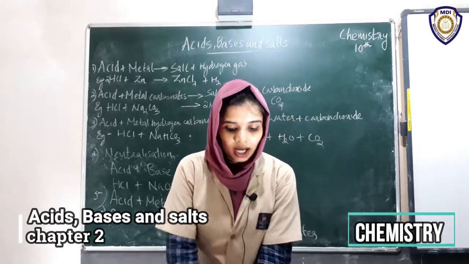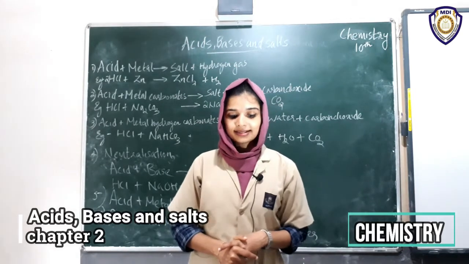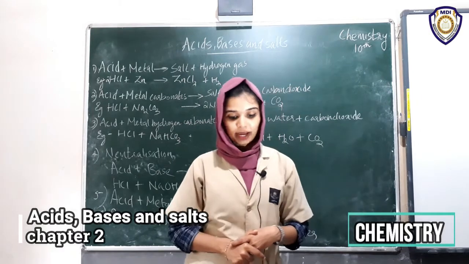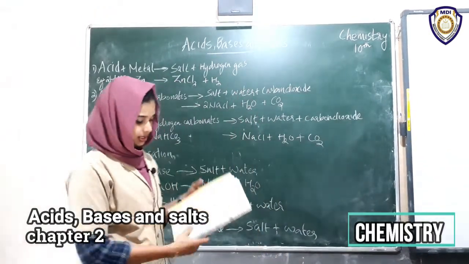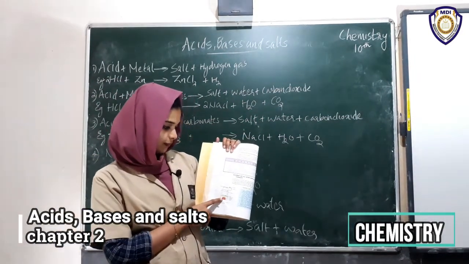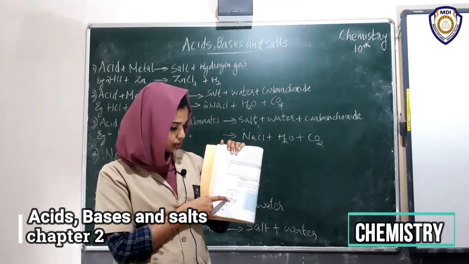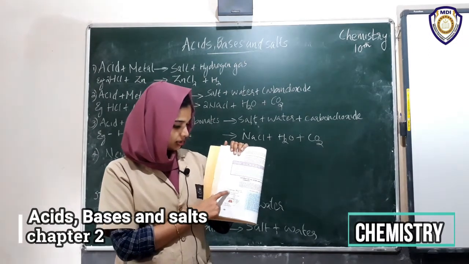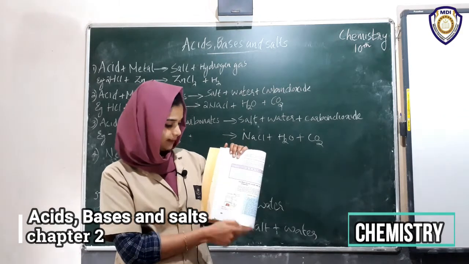So let's check through an experiment. There is an experiment given in your textbook, activity 2.8 on page number 22. Just go through it. A beaker is given with a rubber cork. Two nails are fixed in the cork, and these two nails are connected to an external circuit with a 6-volt battery and a bulb through a switch.